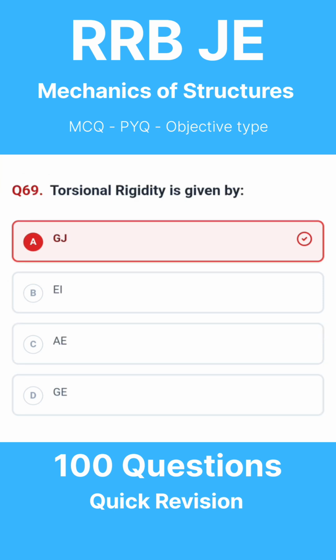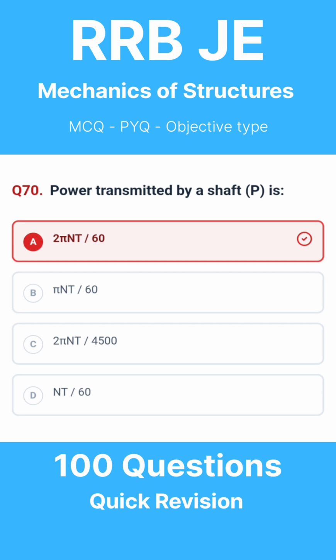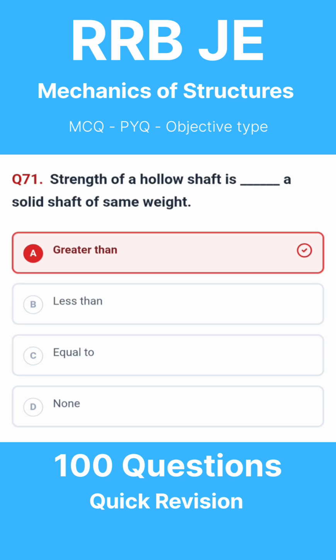Question 69. Torsional rigidity is given by: the correct answer is GJ. Question 70. Power transmitted by a shaft P is: the correct answer is 2 pi N T divided by 60. Question 71. Strength of a hollow shaft is blank a solid shaft of the same weight: the correct answer is greater than.